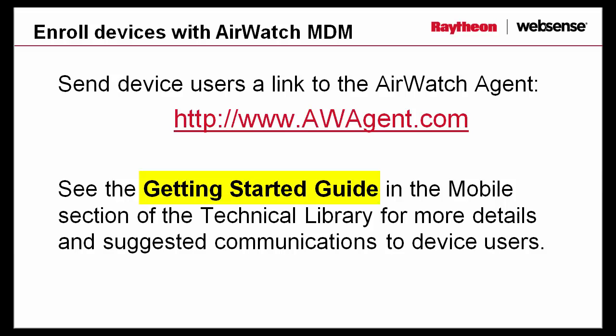See the Getting Started guide in the mobile section of the Raytheon Websense technical library for more details and communications best practices. If you have iOS device users, you must obtain and install an Apple Push Notification Service certificate before users can enroll their devices. You'll need to also give users additional information, such as the AirWatch console server URL and your AirWatch organization group ID, in case AirWatch can't identify them from their email addresses as previously configured users.